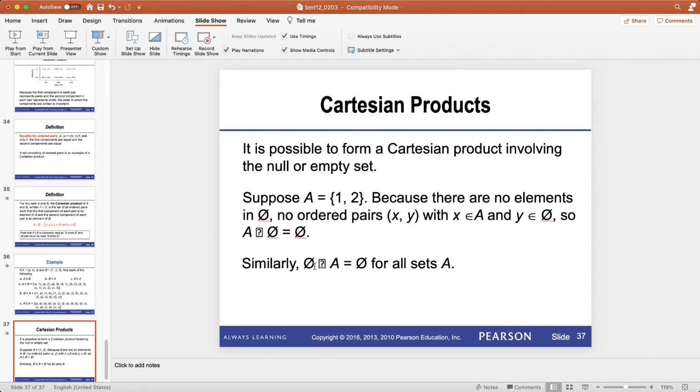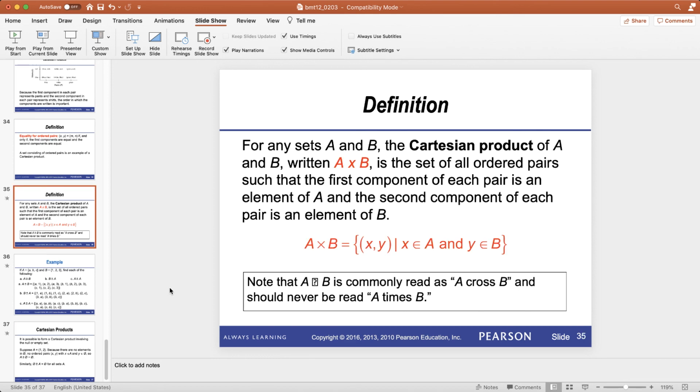All right, so similarly, the empty set cross A is equal to the empty set for all sets A. This is just saying if you're going to cross something with the empty set, with something that's empty, then you're going to get an empty set. There's not going to be anything in there, okay?